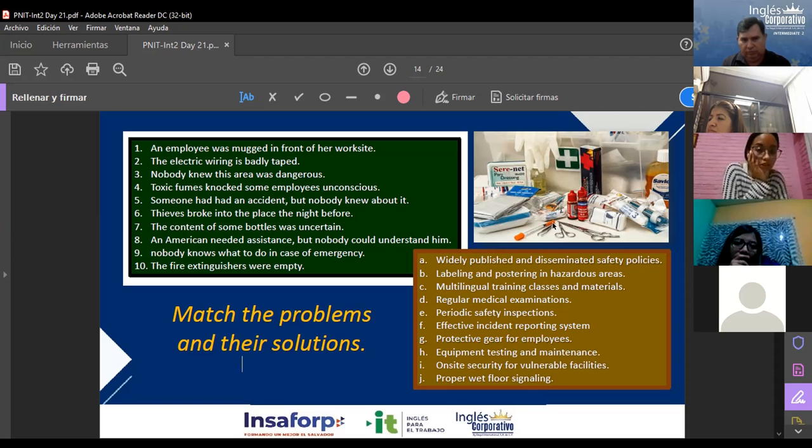One, an employee was mugged in front of her work site. Two, the electric wiring is badly taped. Three, nobody knew this area was dangerous. Four, toxic fumes made some employees unconscious. Five, someone had an accident, but nobody knew about it. Six, thieves broke into the place the night before. Seven, the content of some bottles was uncertain. Eight, an American needed assistance, but nobody could understand him. Nine, nobody knows what to do in case of emergency. Ten, the fire extinguishers were empty.